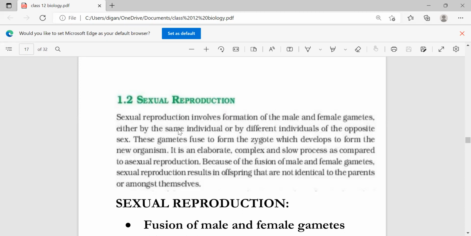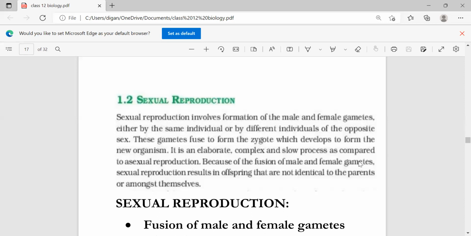Sexual reproduction. This first para I have given to you directly from your NCERT book. Sexual reproduction involves the formation of male and female gametes either by the same individuals or by different individuals of the opposite sex. These gametes fuse to form the zygote, which develops to form the new organism. It is an elaborate, complex and slow process as compared to asexual reproduction.